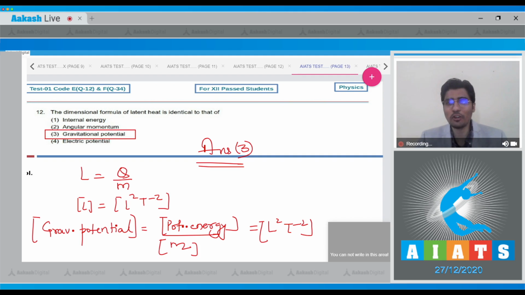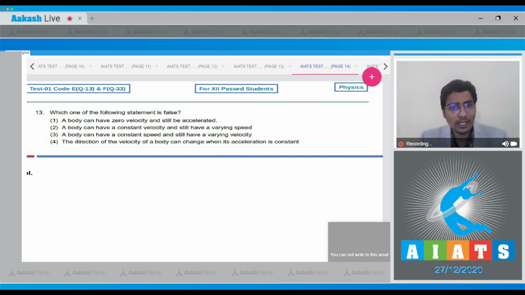Now let us proceed to question number 13, dear student. In question 13, four statements are given. We have to find out the false statement. The first statement says a body can have zero velocity and still be accelerated. The second says a body can have constant velocity and still have a varying speed. The third says a body can have a constant speed and still have a varying velocity. The fourth option says the direction of the velocity of the body can change when its acceleration is constant.